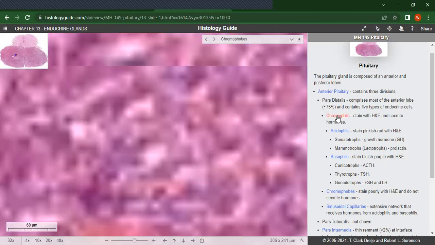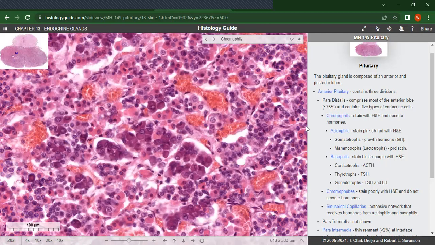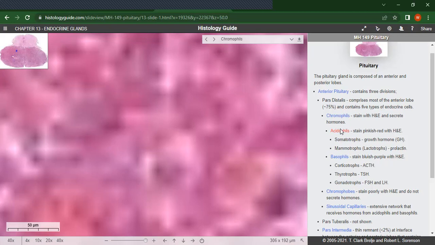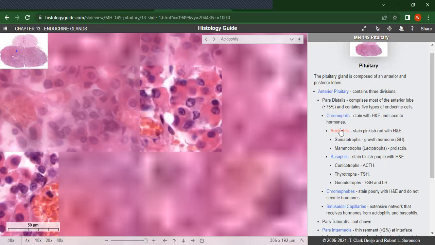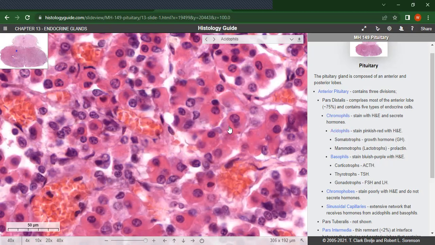Chromophils take up the stain in 2 ways. Can be like this: bluish purple. Those are basophils, 3 types: corticotrophs, thyrotrophs, gonadotrophs. Acidophils, pinkish red. They take up the stain and become pinkish red with H&E. These ones, 2 types: mammotrophs or the lactotrophs and the somatotrophs.